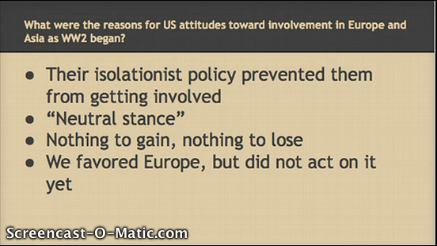What were the reasons for U.S. attitudes towards involvement in Europe and Asia as World War II began? When World War II officially began, America was still in its isolationist policy. So we just said, sorry, we're not going to get involved. We had the whole neutral stance thing. After World War I, we really didn't gain anything. So our mindset going into World War II was we have nothing to gain, we have nothing to lose, we're just going to stay out of it. We did favor Europe against Japan, but at the same time we did not act on it until FDR started implementing his policies.